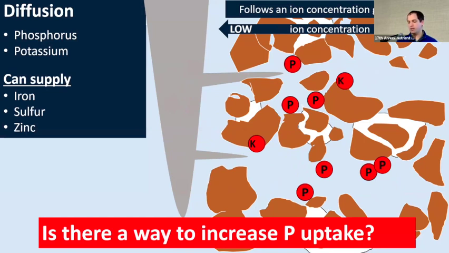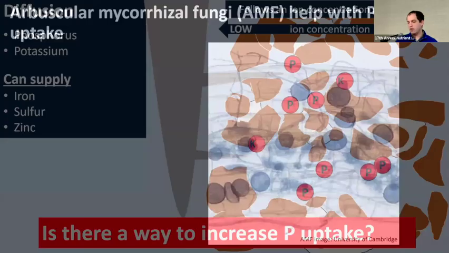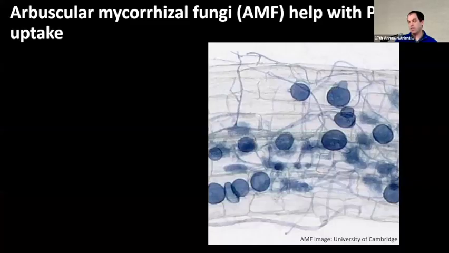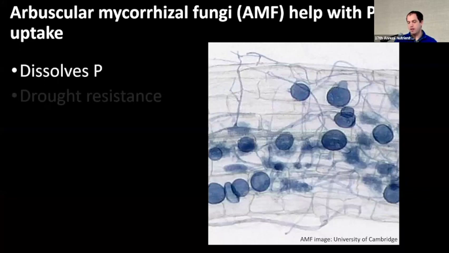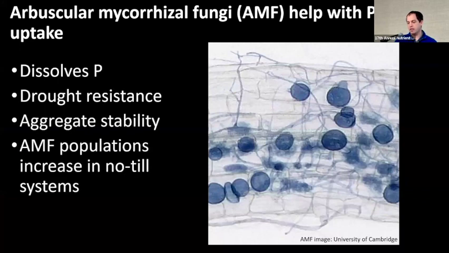What about phosphorus do we need to know as far as it's being taken up that we can improve this right here? So one other thing to know is that arbuscular mycorrhizae help with phosphorus uptake. They dissolve phosphorus, help with drought resistance, help with aggregate stability. And one thing that they've seen is they're higher in no-till areas because you're not constantly cutting them down.